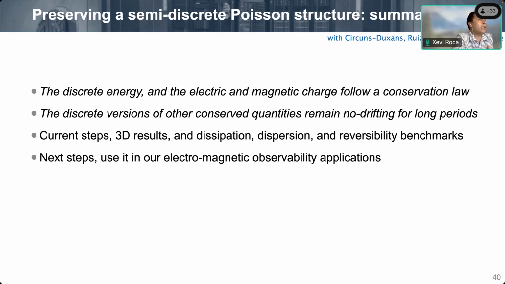Here, doing the same as Sanchez and collaborators, but in a different manner, of course, we are going to have a discrete energy and electric and magnetic charge that follow a conservation law, but the discrete version of other quantities is not going to follow a discrete conservation law, but at least is going to remain without drifting for long time periods.